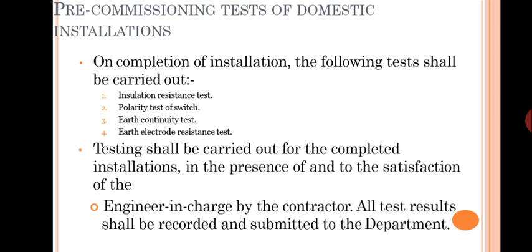First is insulation resistance test, second is the polarity test of switch, third is earth continuity test, and fourth is earth electrode resistance test. The testing shall be carried out for the completed installations by the contractor, in the presence of and to the satisfaction of the engineer in charge. All tests shall be recorded and submitted to the department.